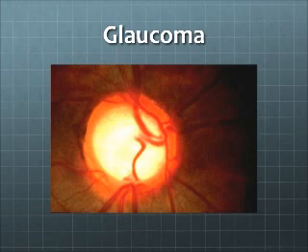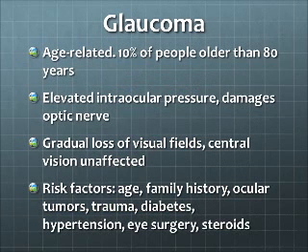Glaucoma is a significant cause of blindness in the world. It occurs in about 10% of people older than 80 years old. Glaucoma is a group of ocular diseases characterized by elevated intraocular pressure that progressively damages the optic nerve, resulting in optic atrophy and visual field loss.